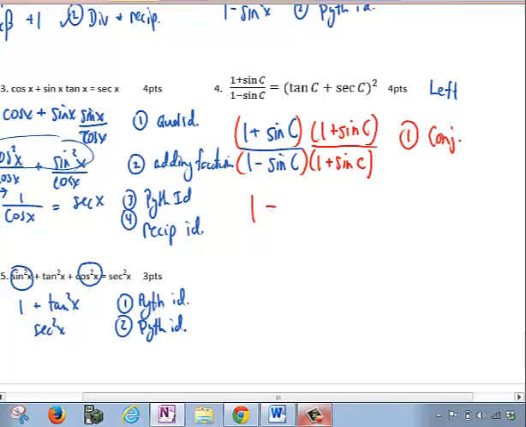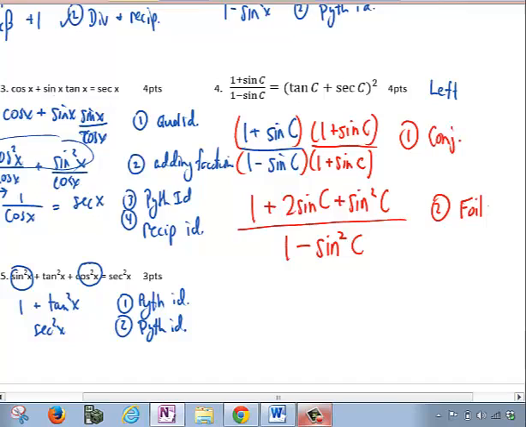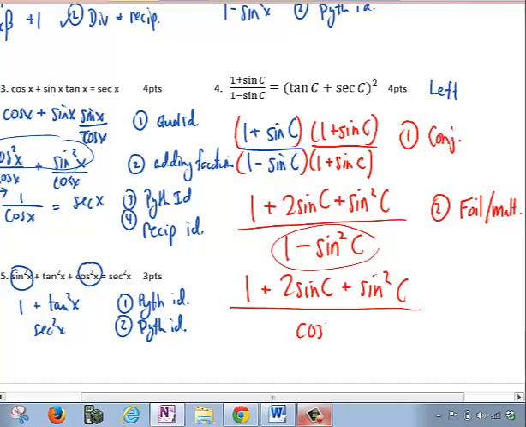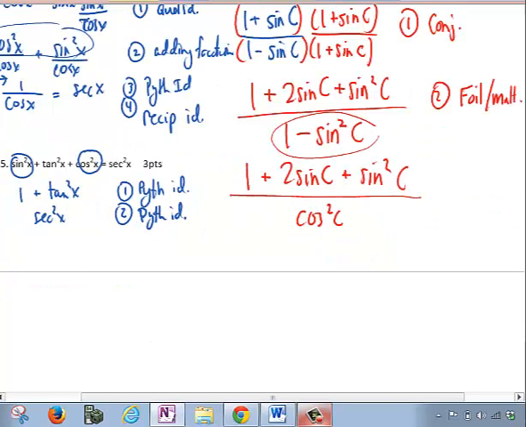The second step is 1 plus 2 sine of c plus sine squared of c. On the bottom, I'm going to have difference of squares, so I'm going to end up getting 1 minus sine squared of c. So this is just foiling, multiplying, whatever you want to say. The next step, I have 1 plus 2 sine of c plus sine squared of c, all over, I'm going to change this to cosine squared of c. This is where it gets interesting.